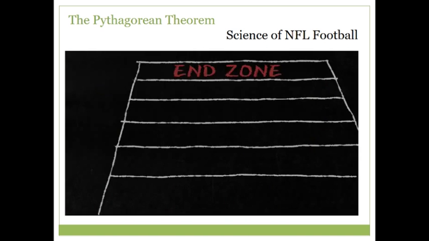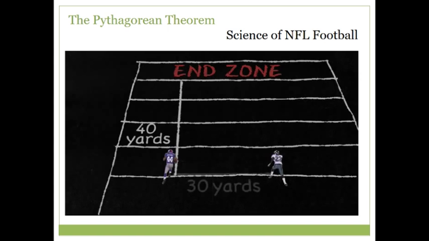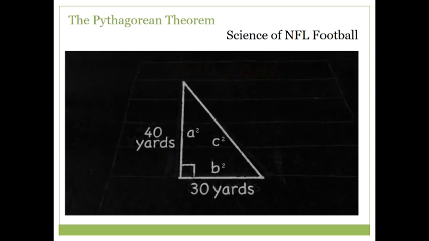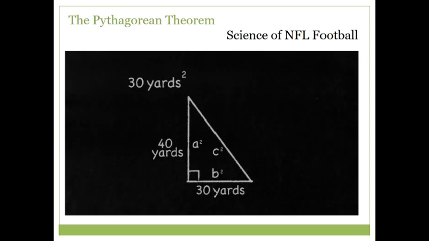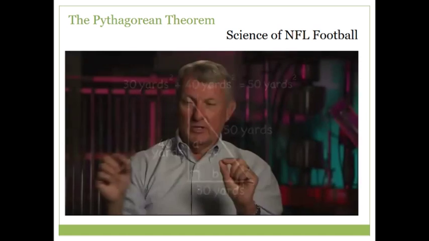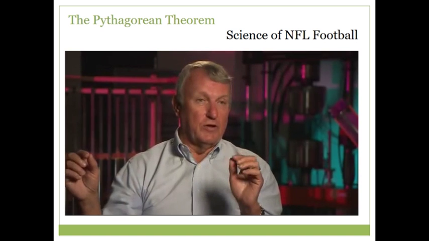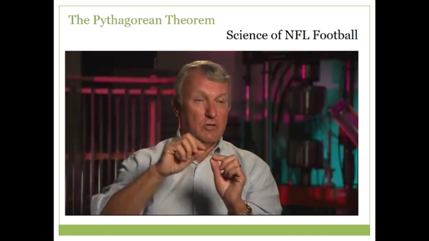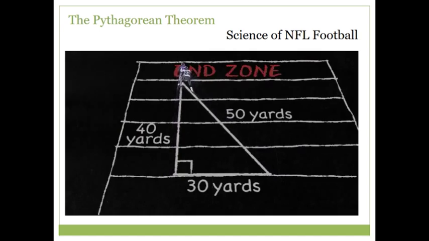Relating this to football, let's say the ball carrier is heading for the end zone 40 yards away. The defender stands 30 yards away and needs to intercept him. If these two distances are the legs of a right triangle, then the distance the defender needs to run is the hypotenuse. Using the Pythagorean theorem, 30 yards times 30 yards added to 40 yards times 40 yards will give the length of a hypotenuse squared. To get the actual length, take the square root. 40 squared plus 30 squared is equal to 2,500, which is 50 squared. So the distance of the hypotenuse is 50 yards.